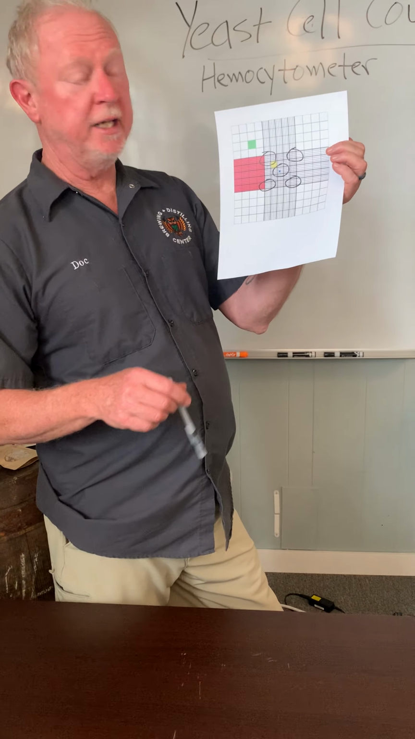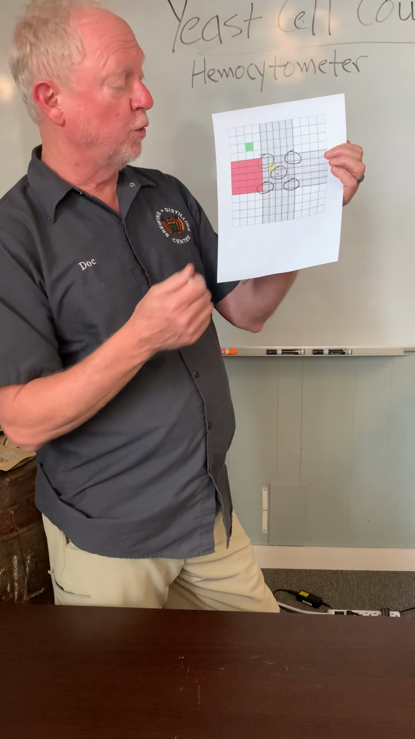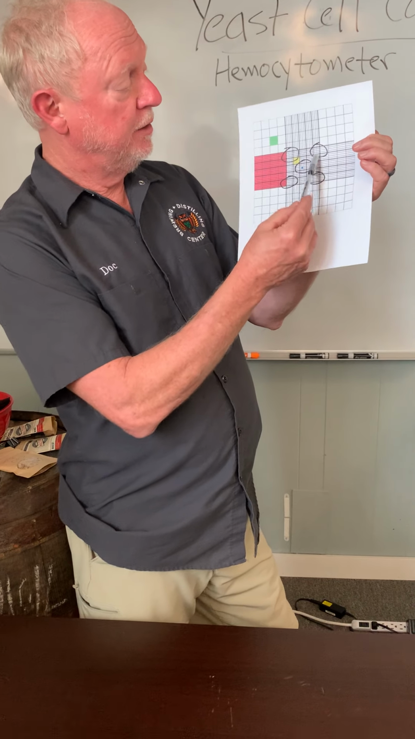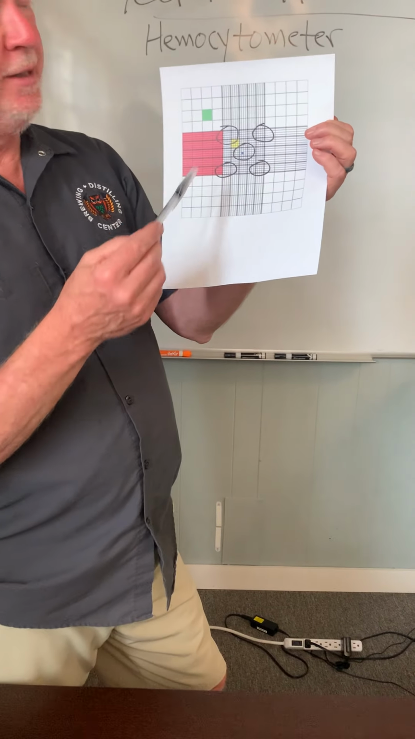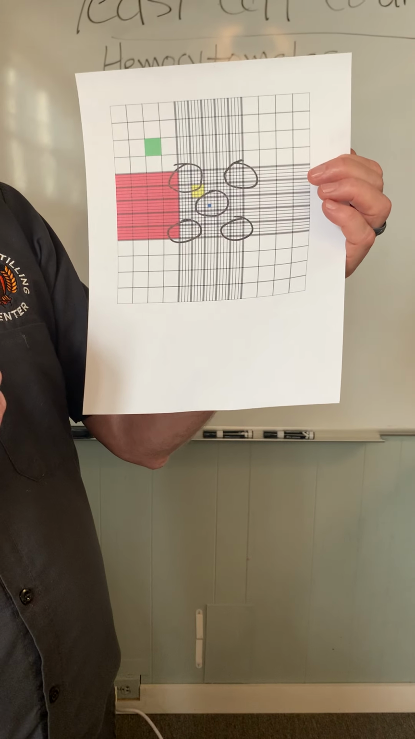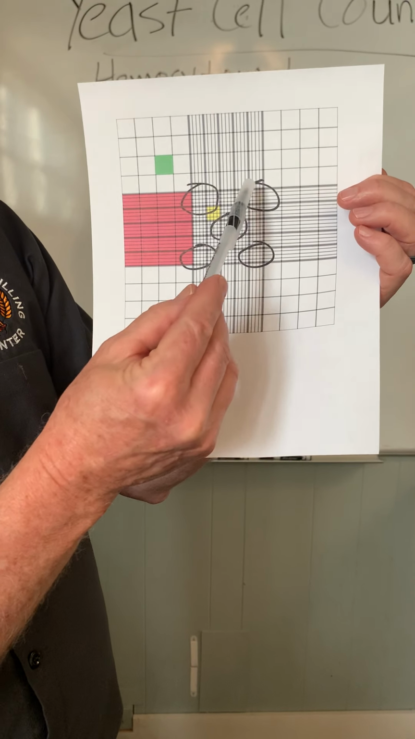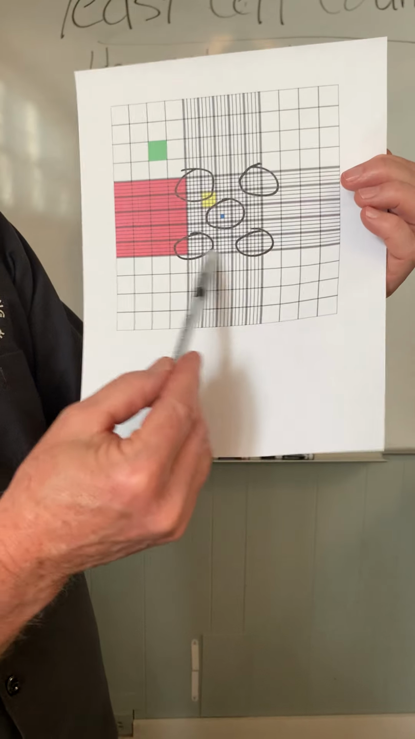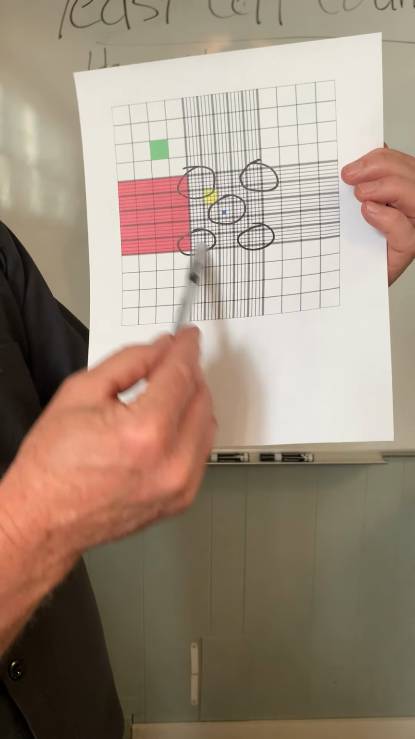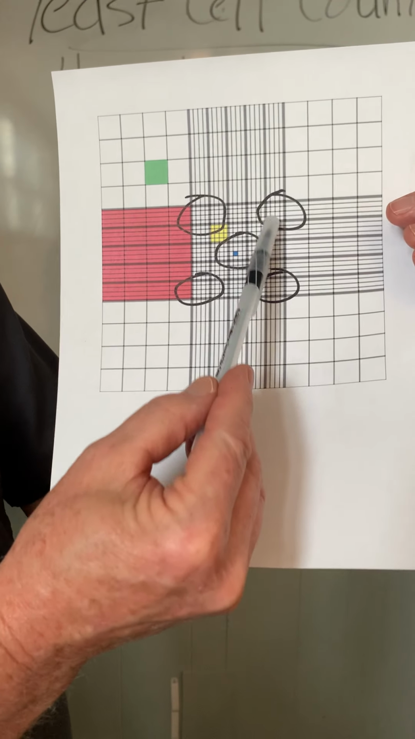So eventually we're going to get this into focus, and these yeast cells are going to be all over this grid, and eventually we're going to find this center square. So you can see this big pattern here, and these colors will not be on a real slide. This is just for teaching purposes. But this center square has 5 times 5, 25 smaller squares inside that square, and each one of these squares has 16 squares in it.